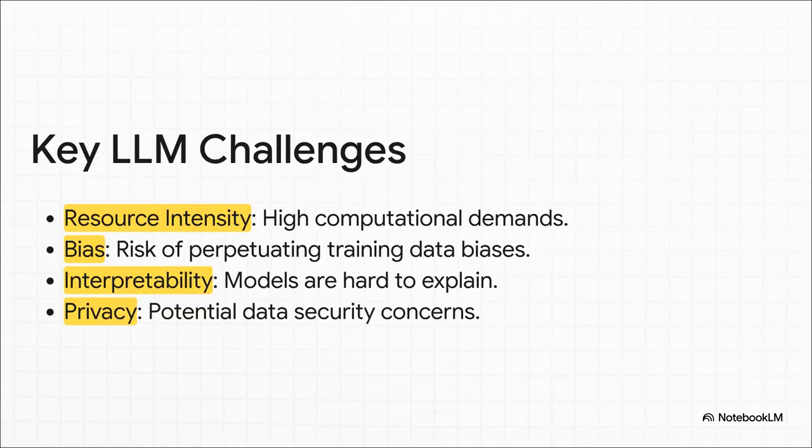Of course, for all this incredible power, these models are not perfect. We're still facing some pretty big challenges. These systems take a massive amount of resources to run. They can accidentally pick up and even amplify the biases from their training data. Their black box nature can make it really hard to understand why they give a certain answer. And of course, privacy is always a major concern. Solving these problems is the next great frontier for AI research.